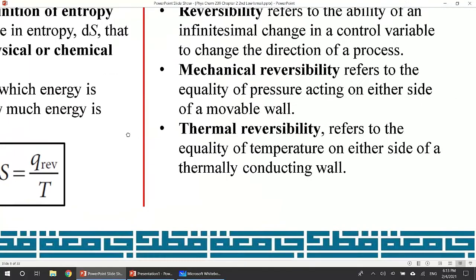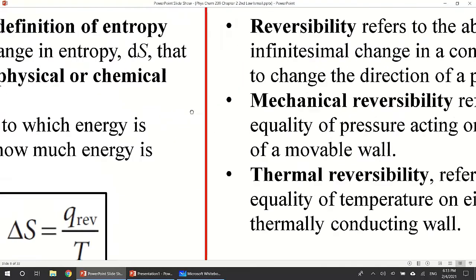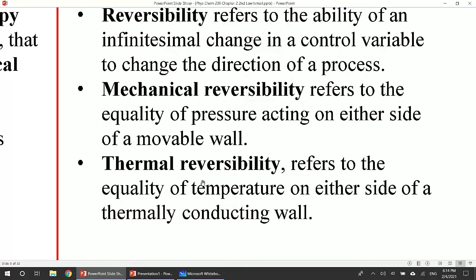And we have two types of reversibility: mechanical and thermal reversibility. But first, reversibility refers to the ability of an infinitesimal change in a control variable to change the direction of a process. Mechanical reversibility refers to the equality of pressure acting on either side of a movable wall. We're not very concerned about mechanical reversibility in this course, but we are more into thermal reversibility. The thermal one refers to the equality of temperature on either side of a thermally conducting wall.